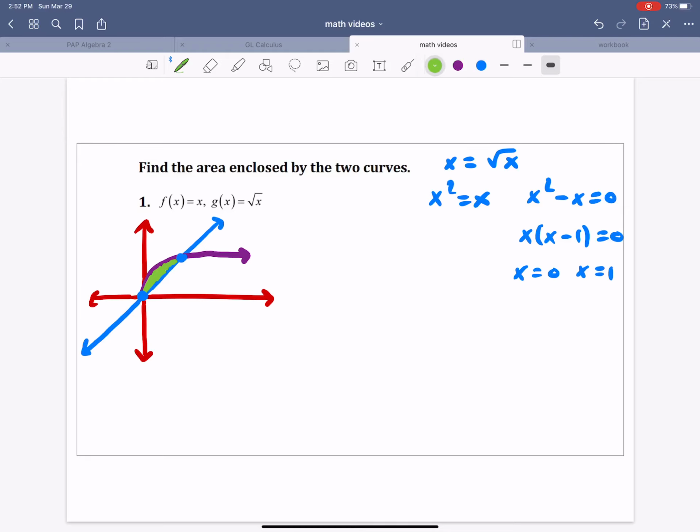Now we do the calculus. So the calculus tells us to take the integral of the left, and let's get our bounds. So our left bound or our lower bound is 0.